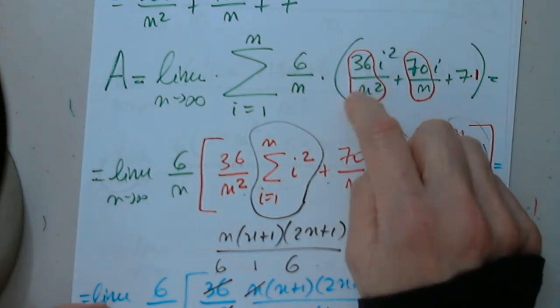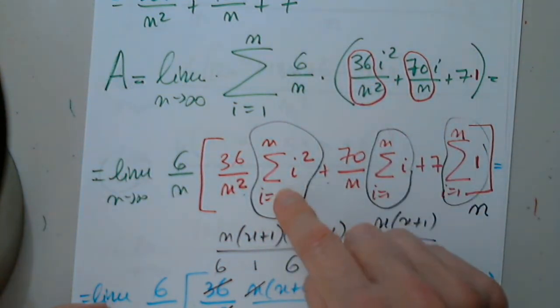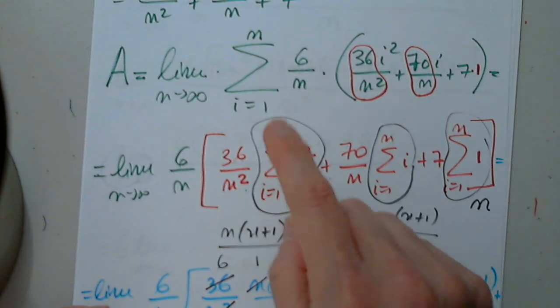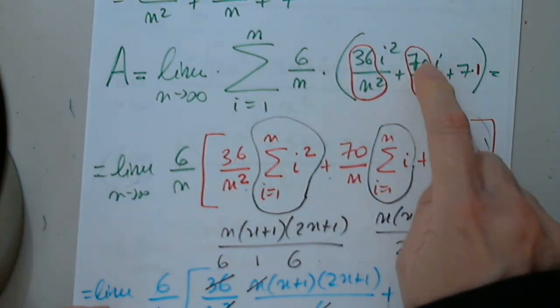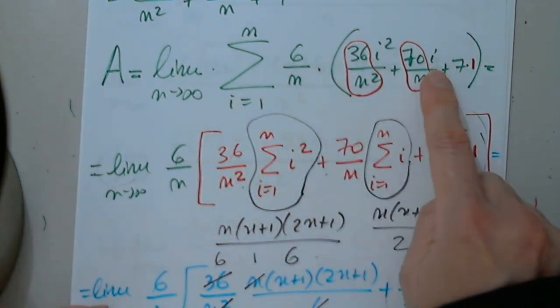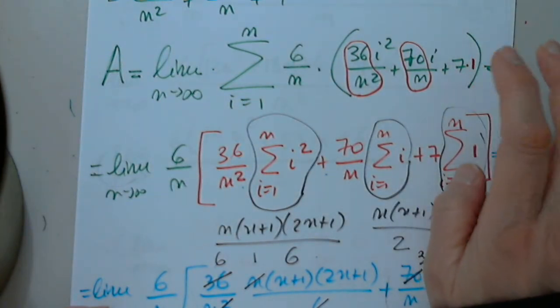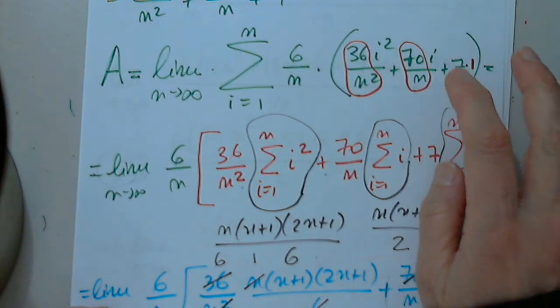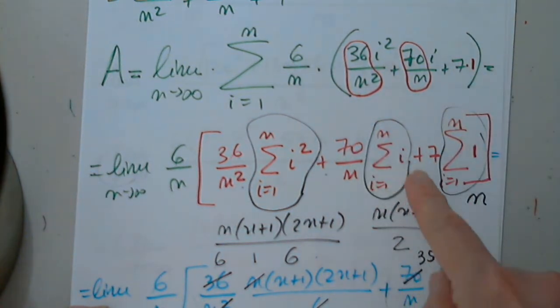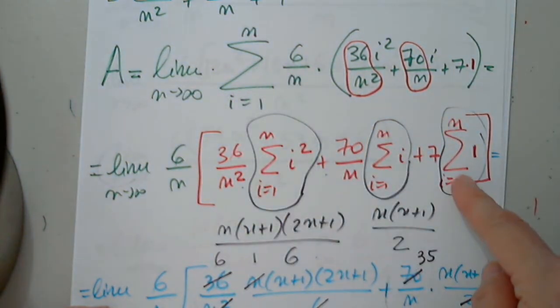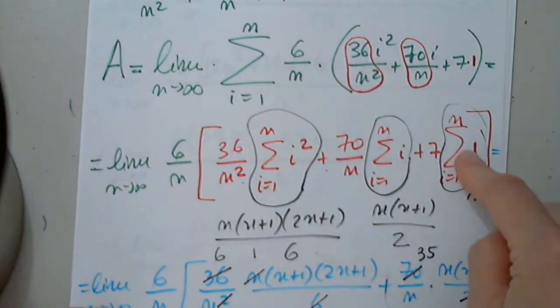that this is a number, it goes in front, so I have i squared. When I apply the sigma to the second, I have 70 over n in front, and I apply sigma to i. And then always remember, a constant is 7 times 1, or 10 times 1, or negative 3 times 1. So that number goes in front, and the sum of 1. These three were given to us.